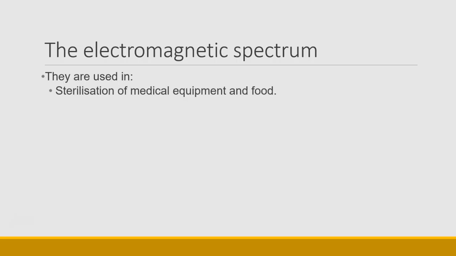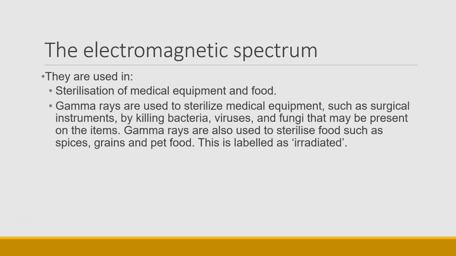So gamma rays are used in sterilization of medical equipment and food. And that's because they are able to damage DNA. So they are able to kill viruses and bacteria or anything that might be growing on medical equipment or on food. Foods that have been sterilized with gamma radiation, like spices, herbs, and pet food, would be labeled as irradiated.